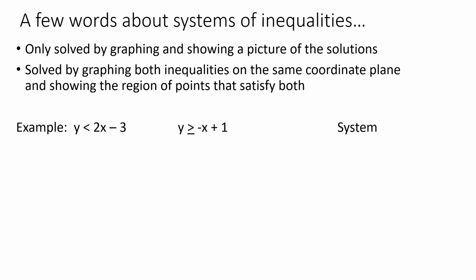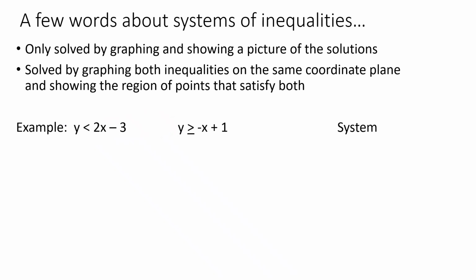So I've got this example laid out across the bottom of the screen here, but here's my system of inequalities right here. Typically you would see them stacked over each other, but I have them side by side because I'm going to put the graphs underneath them. We have y is less than 2x minus 3. So that's our first inequality. The second inequality is y is greater than or equal to negative x plus 1. And then we're going to show the solution to the system.